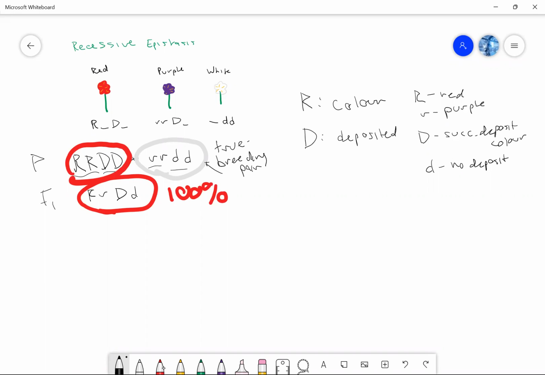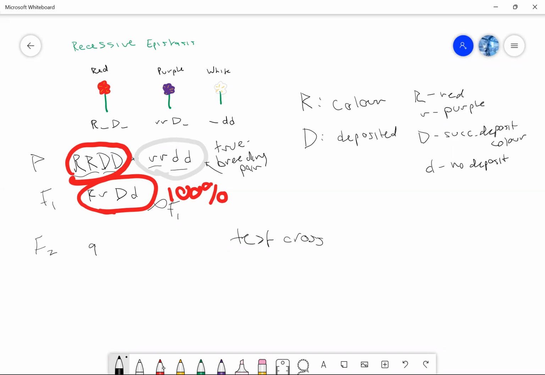So what happens if we cross two individuals of the F1 generation? We know this very well. It should end up being that beautiful, what we call a test cross. Forgive me, I cannot write today. So we have that test cross, and that is a cross between two of these individuals.